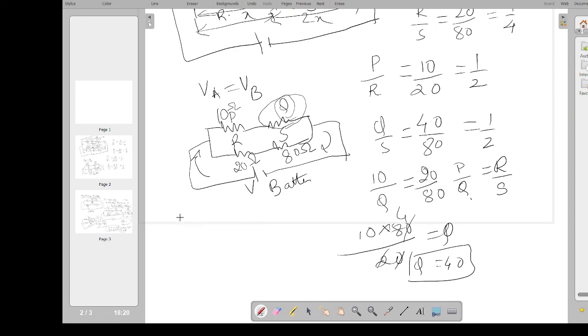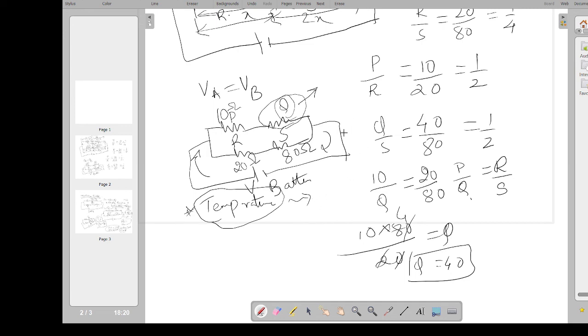The main application is that we can use this Wheatstone bridge to measure temperature. With respect to changes in the value of resistance, we can measure the temperature. This is a very highly sensitive device, so we use it to measure the temperature of water or any liquid material.